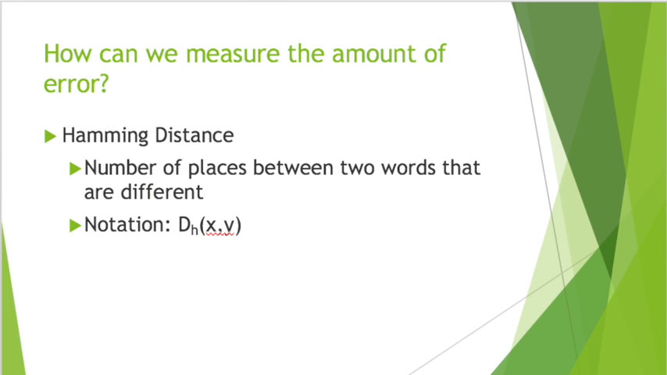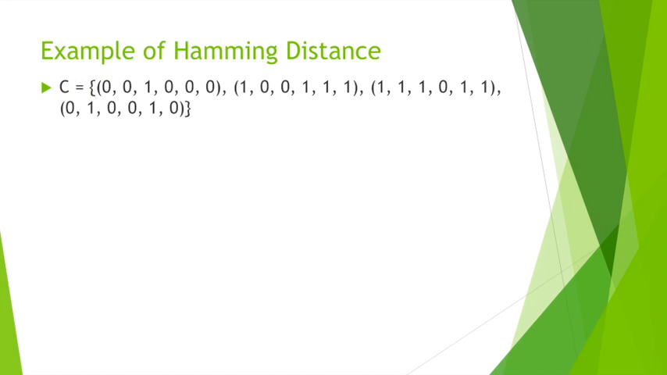The reasoning we just used to correct an error in the word received relies on using the Hamming distance. The Hamming distance is the number of places between two words that are different. We will look at the original code word sent and what word was received compared to our agreed upon code on the next slide. We're going to be using the notation capital D for distance, the lowercase h for Hamming, and then x and y are the two words that we're comparing to see how many places are different between them.